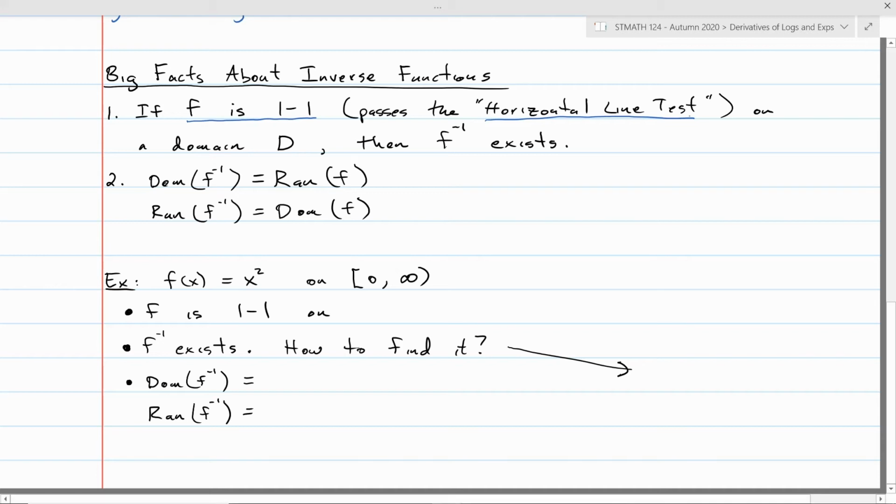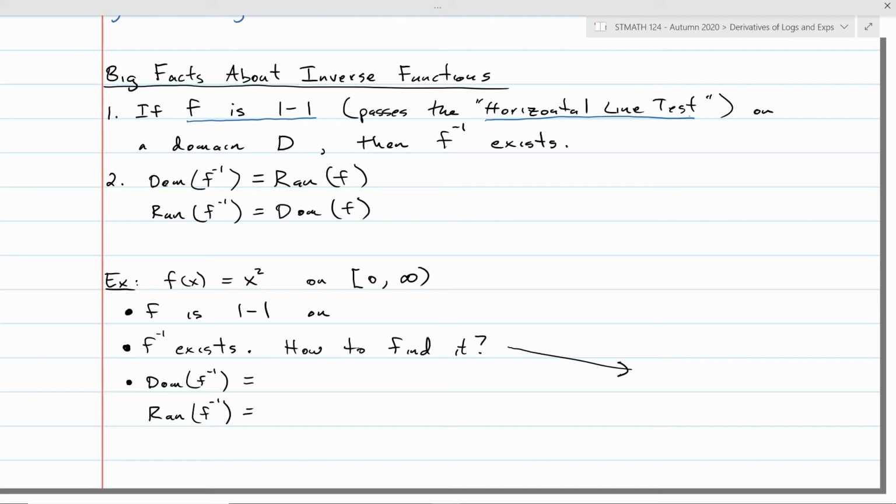So the horizontal line test just means if the graph of the function has the property that every horizontal line crosses that graph at most once, then you know that your function is 1 to 1. And if you know your function is 1 to 1 on a certain domain, then it's going to have an inverse. And then you'd like to know, well, what's the domain for the inverse function?